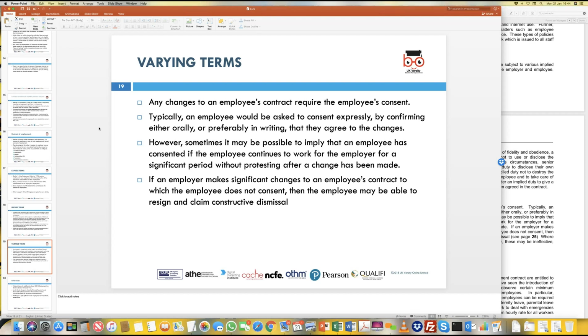Another example that I would say is sometimes it is possible that an employee has consented that I would want to look at, say, doing additional hours. Now, if these additional hours that you're looking at doing are going to be done for a long duration or period.